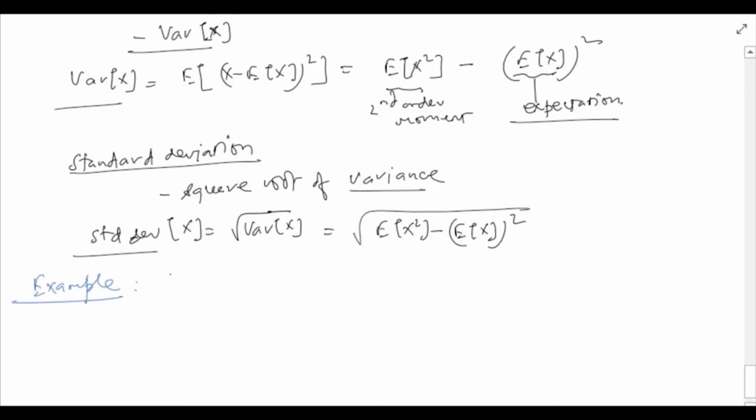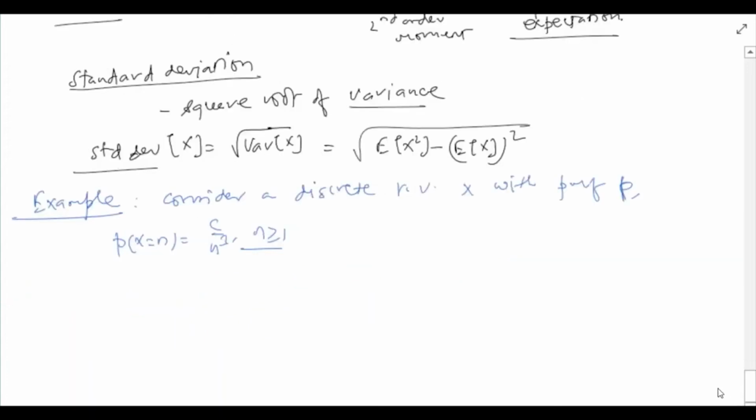Assume a random variable x, which is a discrete random variable. So consider a discrete random variable x with PMF P given as P(x = n) = c/n³, n ≥ 1. So c here is a constant. Random variable x is thus taking all positive integer values, and these are the point masses at those points.